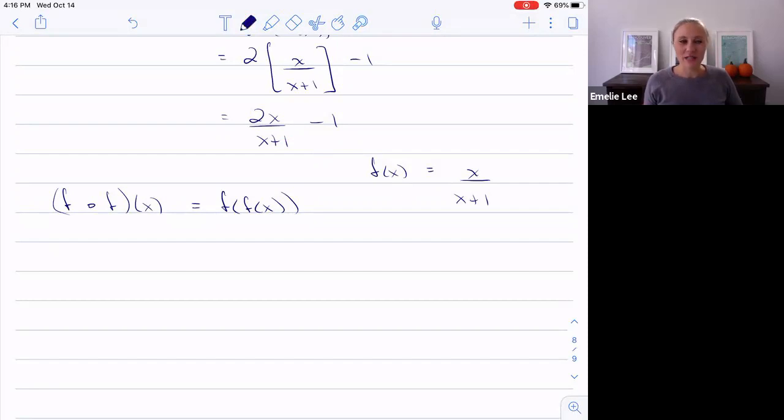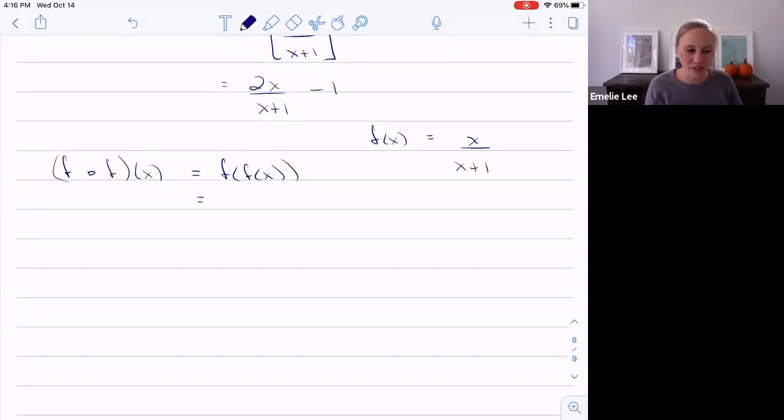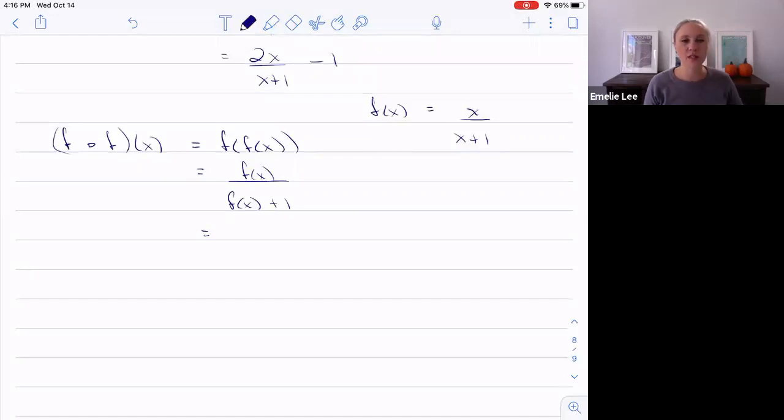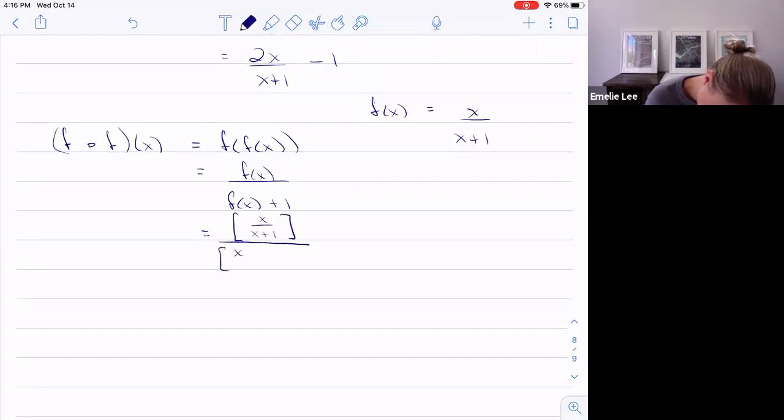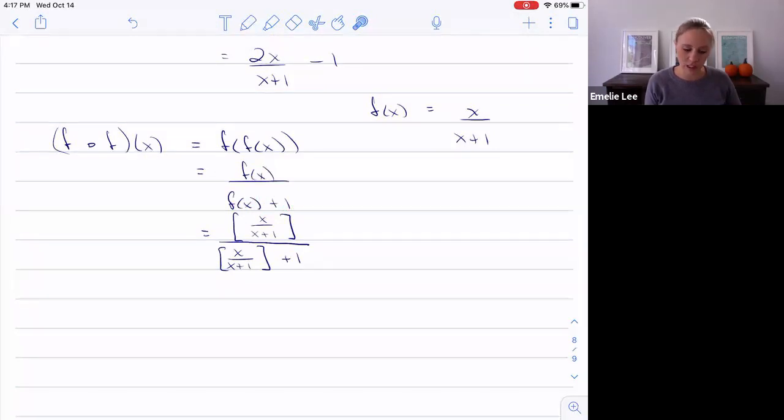Okay. Plugging in f of x in place of x in f of x. Here we go. Now, you could go ahead and say, okay, I've got f of x over f of x plus 1. Usually, I'll just skip to the next step, which is big square brackets x over x plus 1 over square brackets x over x plus 1 plus one. Usually I don't write this step out, but I just want to show you where things are coming from still. So taking it slow. Usually I'll just skip straight to here. So that's fine if you want to do that.